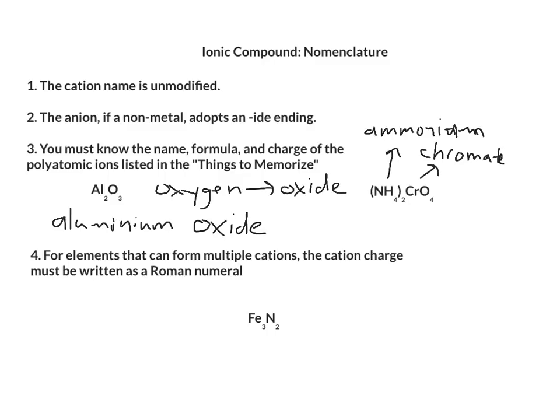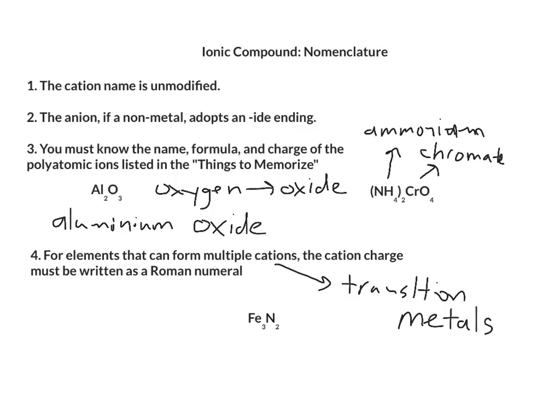And then next, if you have an element that can form multiple charges, multiple cations, you should look out when you see transition metals. Iron is a transition metal. You have to write the charge of the cation in Roman numerals in the compound name to indicate what its charge is. So in this example, you have to deduce what iron's charge is.